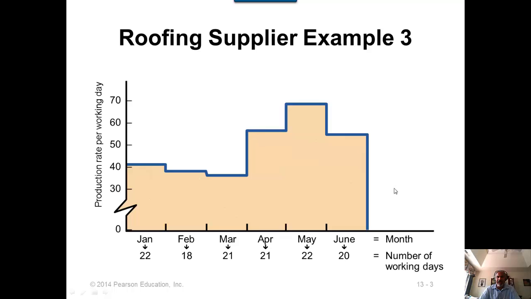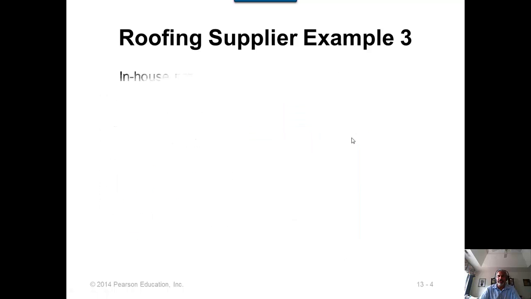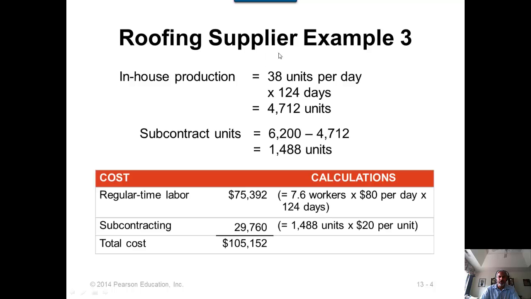So this is your demand that's given. Now you set your production rate at the lowest demand rate. So anything over that will have to be met by subcontracting the demand. Now we will compute the cost for this. So we're going to produce 38 units a day for 124 days. So that's the total number of units that we will be producing in-house. Remember, the total demand is 6,200. So the balance, which is 1488, will have to come from subcontracting.